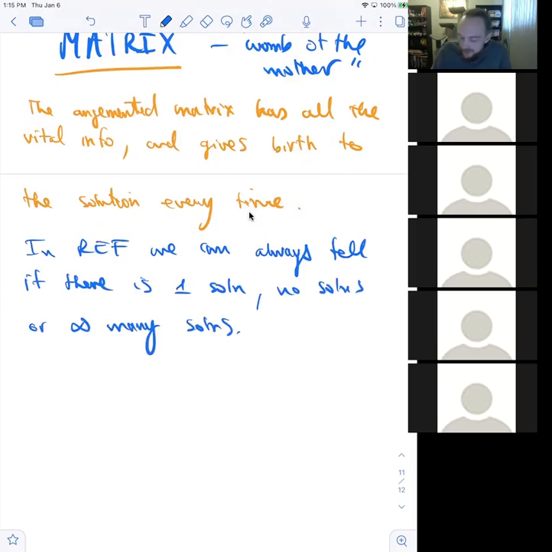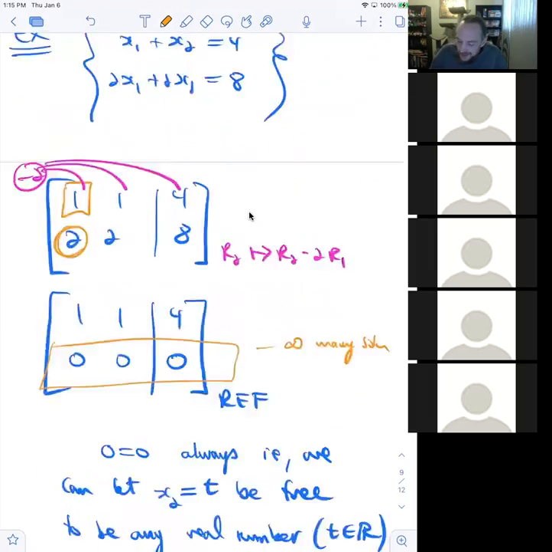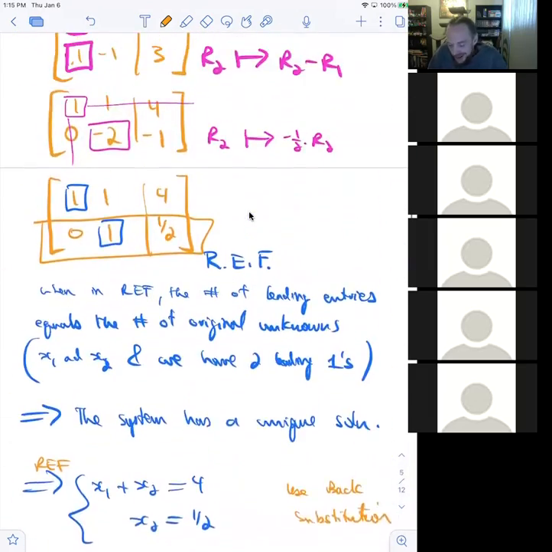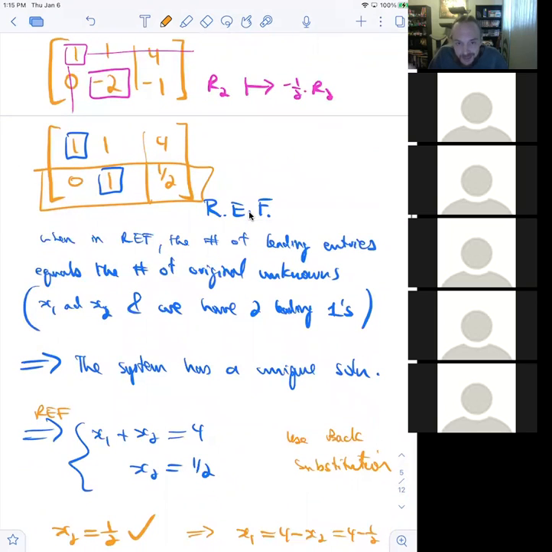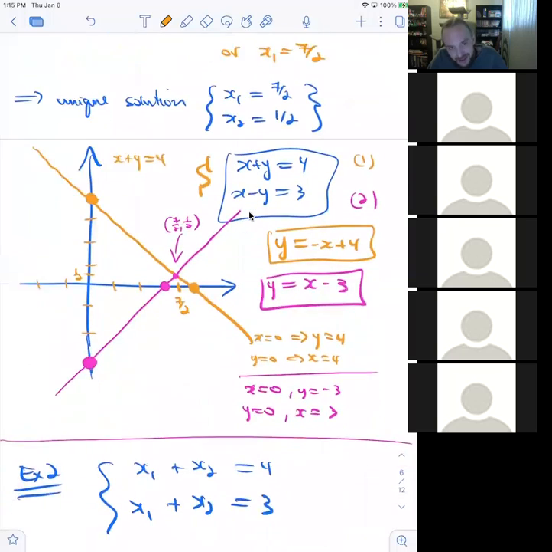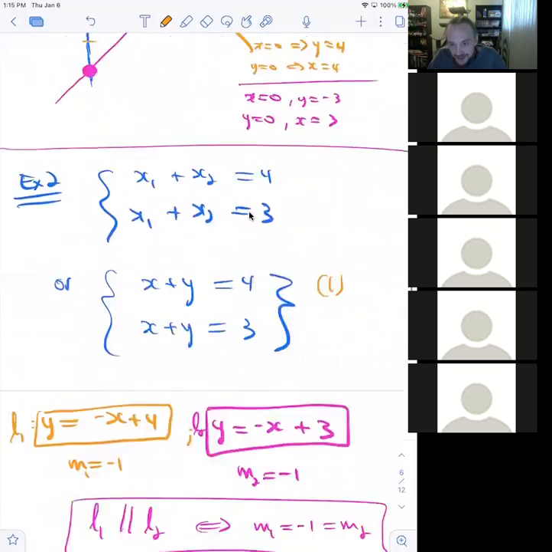The number of rows of zeros, in this case the last row, told me infinitely many. So if there's no contradictions above this, the way that I tell is I take a matrix, I augment it, I get to row echelon form using these 3 row ops. If I get to REF and the number of leading entries is equal to the number of unknowns I had originally, then there must be a unique solution. And I use back substitution to find it. And that's the intersection point of the lines in the 2-dimensional case.